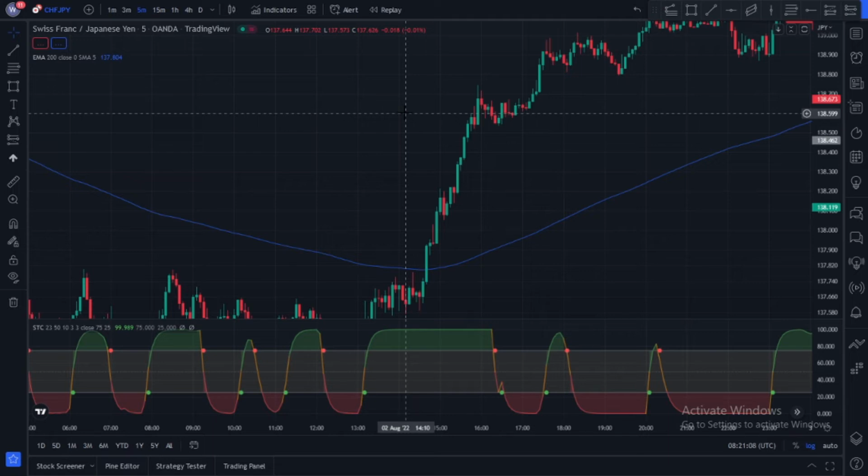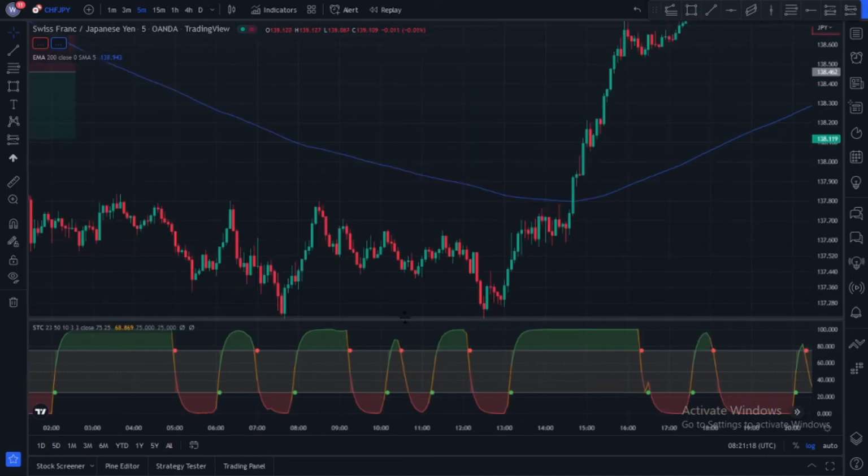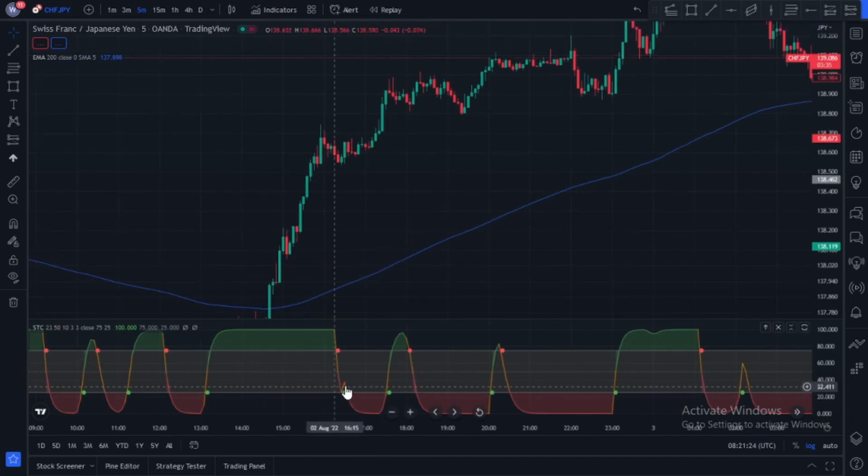1. Trend detection by EMA 200. 2. If the trend was downward, we open a short position at the red points of the Schaff Trend Cycle indicator. 3. If it was bullish, we will open a long position at the green points of the Schaff Trend Cycle indicator. Let me give another example.